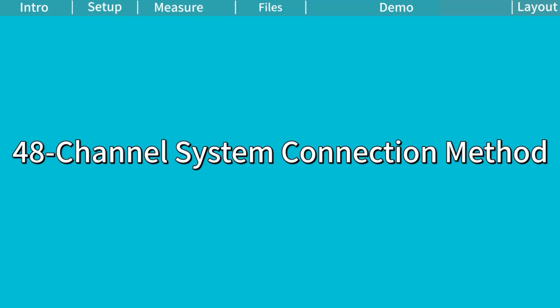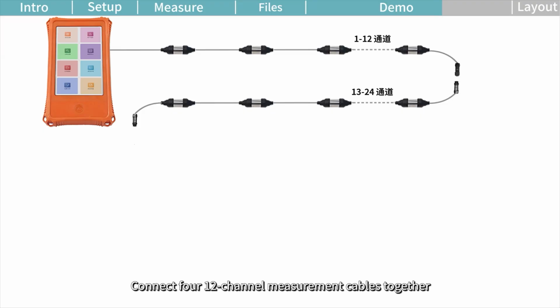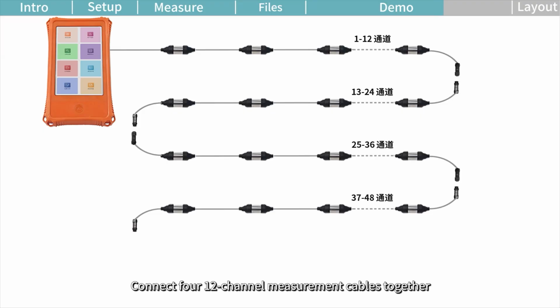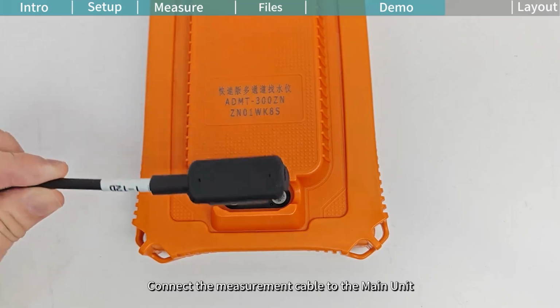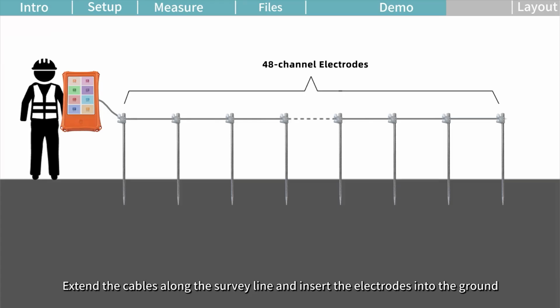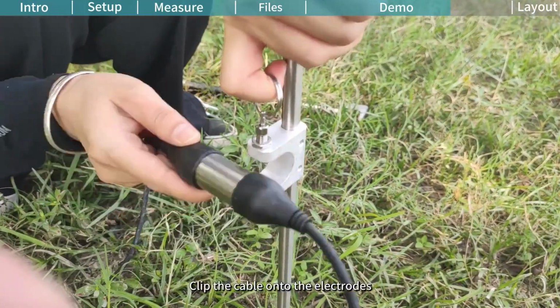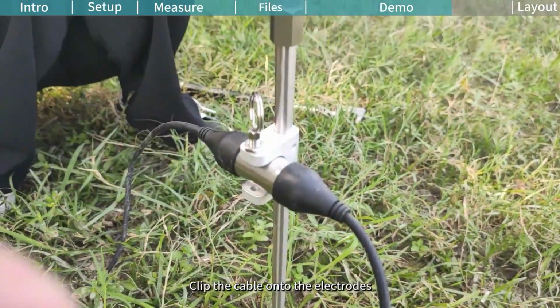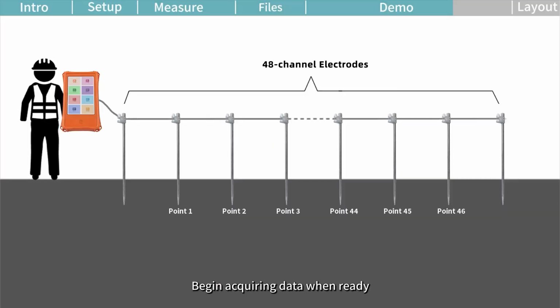48-channel system connection method. Connect 4 12-channel measurement cables together. Connect the cables to the main unit. Extend the cables along the survey line and insert the electrodes into the ground. Clip the cables onto the electrodes. Begin acquiring data when ready.